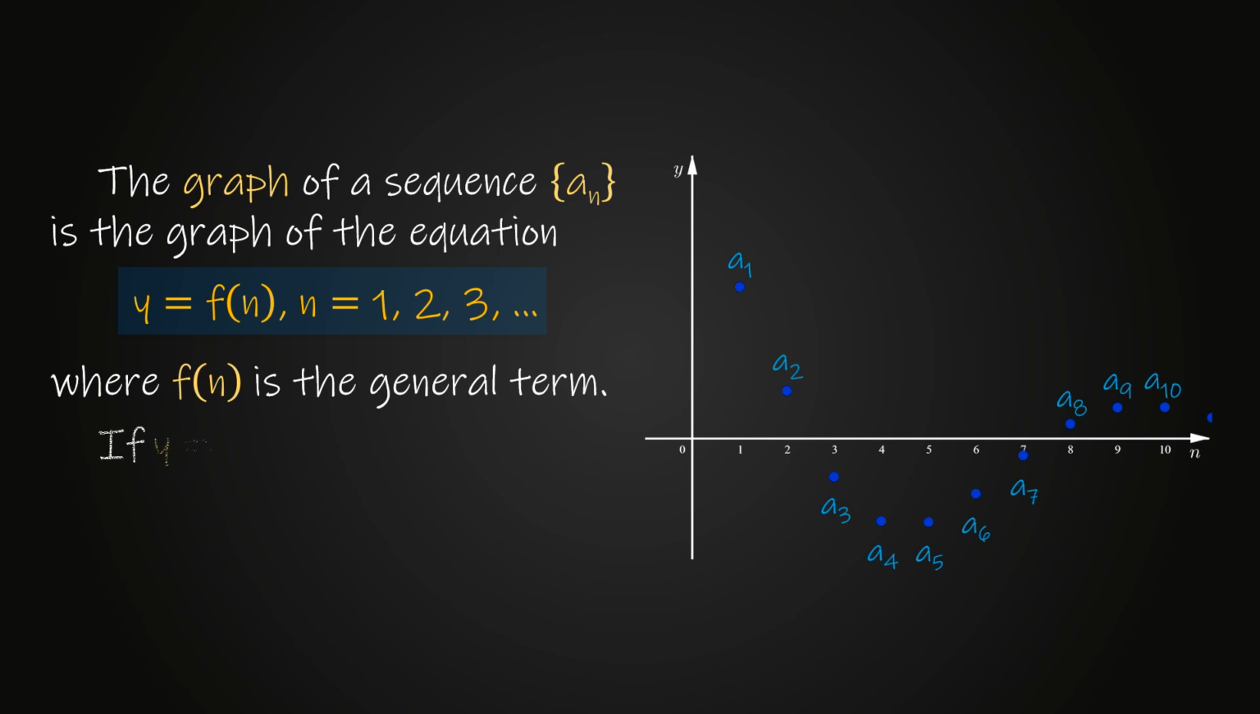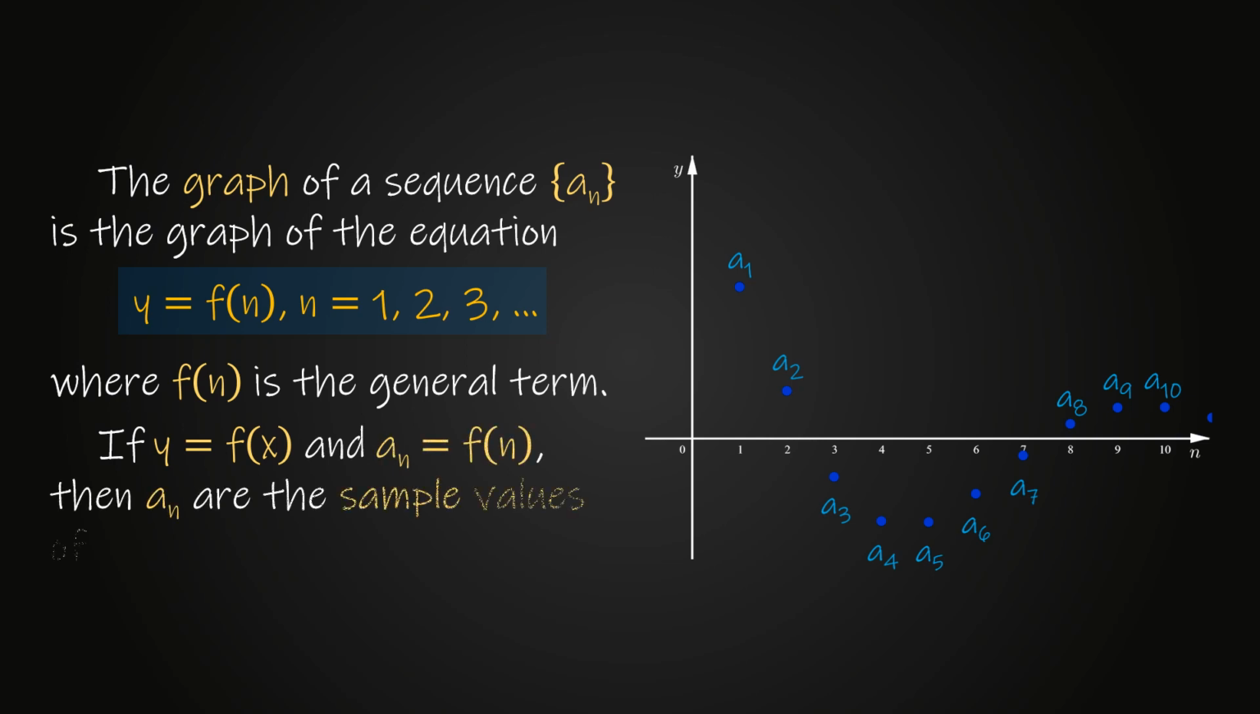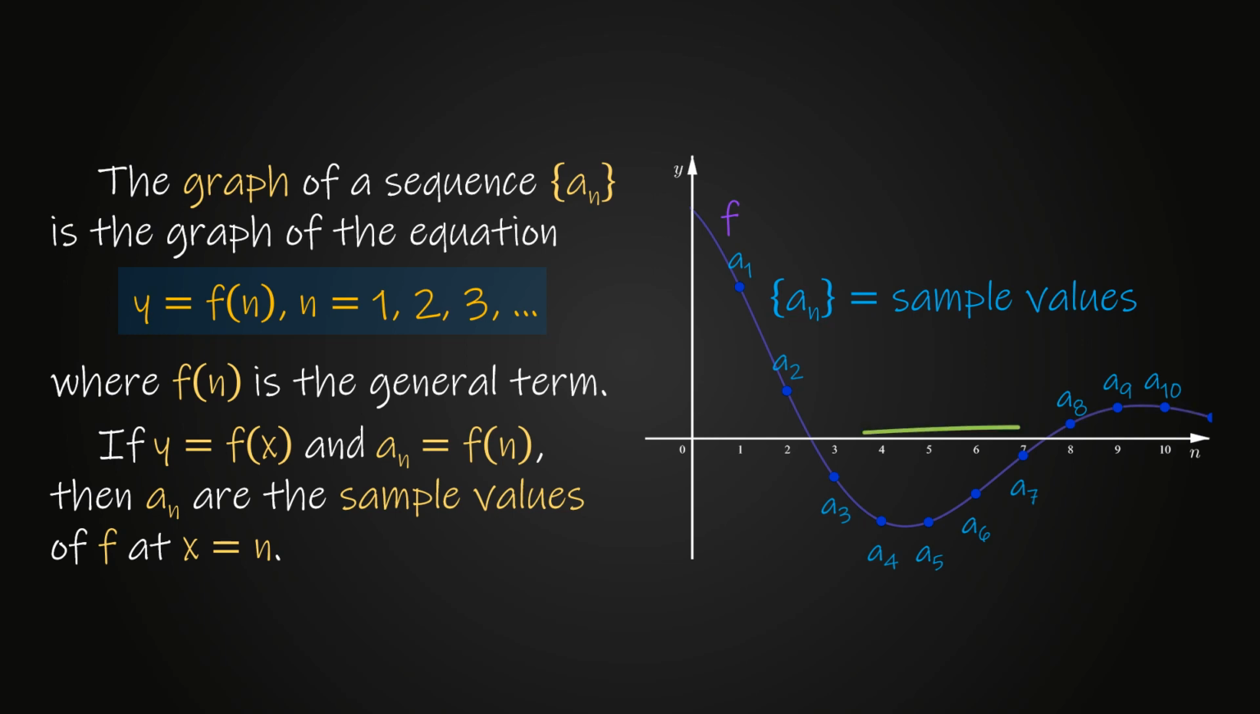If y equals f of x, and a_n is equal to f of n, then the terms of the sequence are sample values of f at x equals n. It means that the terms of a sequence are the sample values of a function if they correspond to the values of the function when the domain is the set of positive integers.